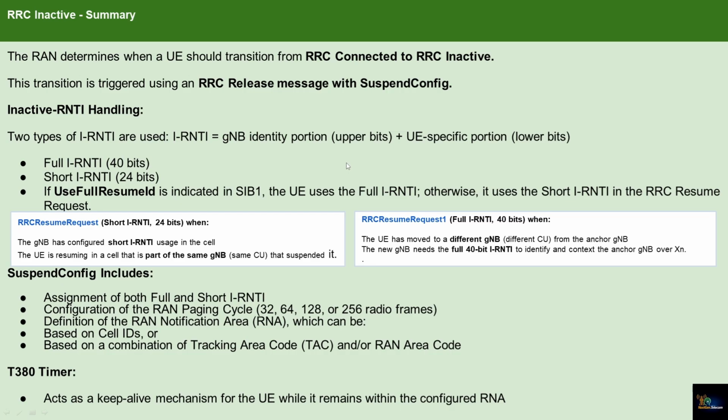So the answer is when we have to use 40 bits and when we have to use 24 bits. We have to check SIB1, whether there is a use full resume ID. If so, we have to use 40 bits. RRC resume request is used when the gNodeB has configured short RNTI in the cell, so the UE resumes in a cell that is part of the same gNodeB. If we are not moving anywhere and are still in the same gNodeB, there is no need for the full RNTI.